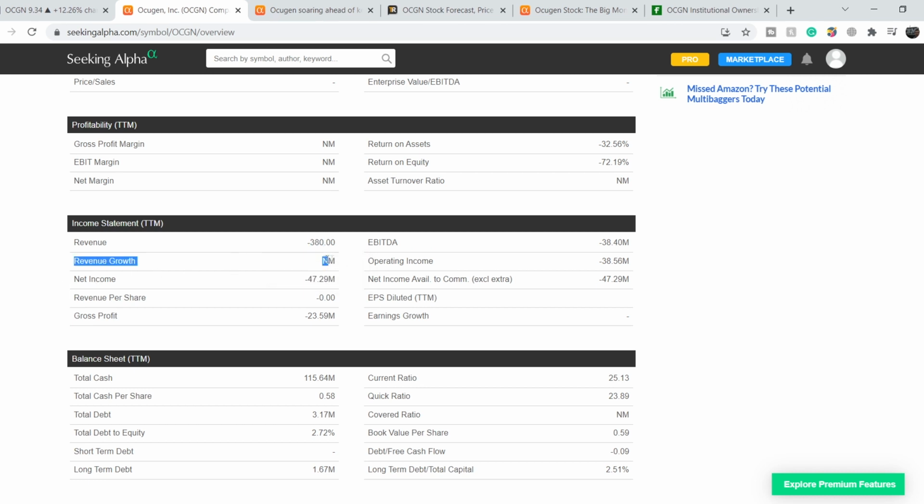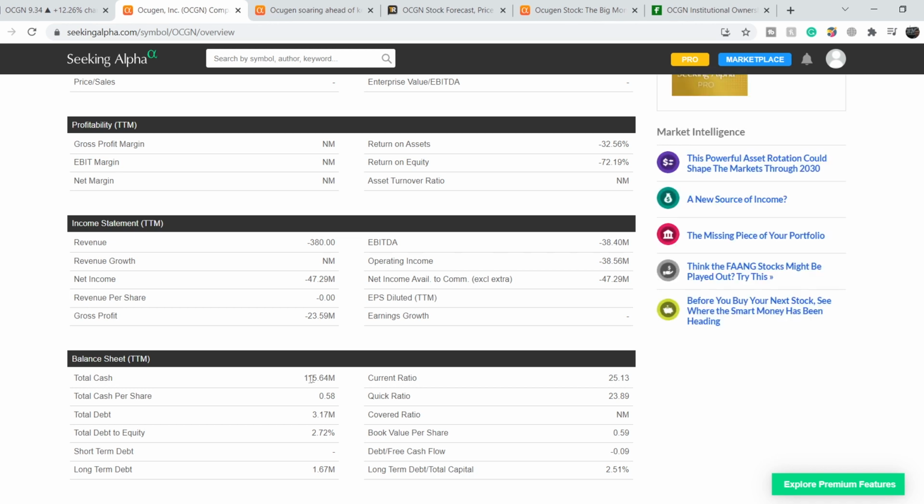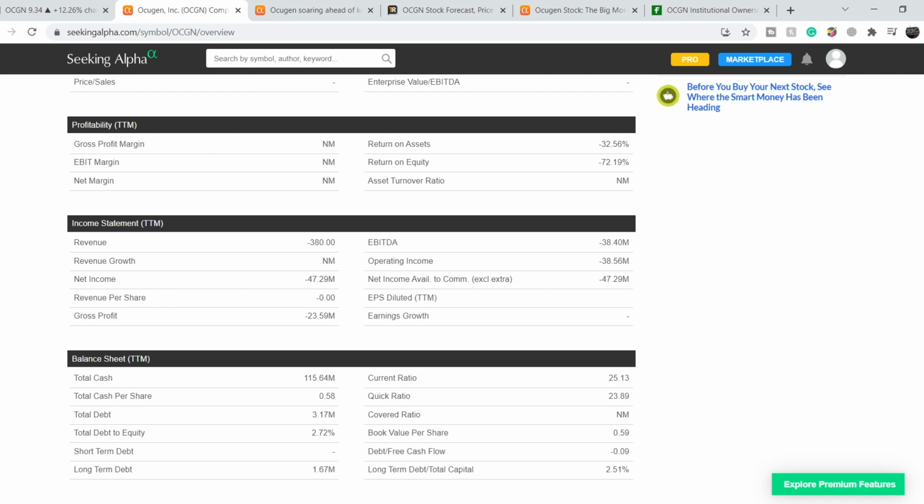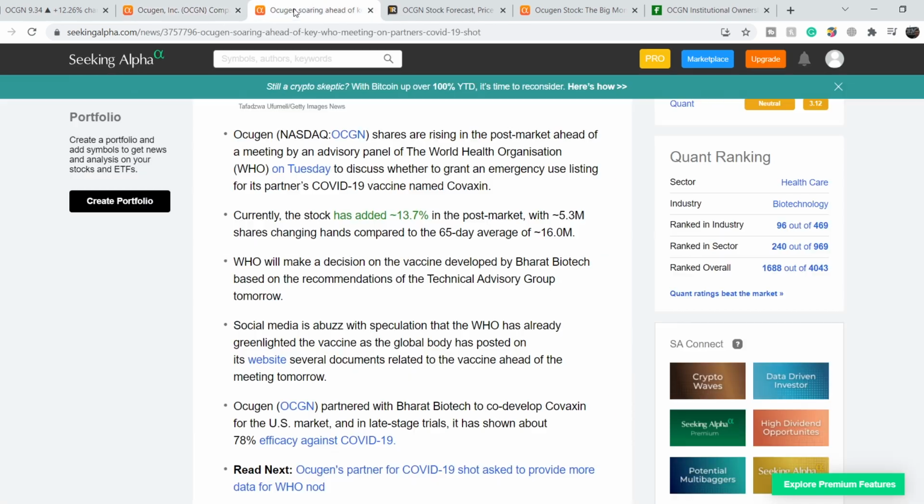Definitely they don't have any revenue growth. They have a negative net income of $47.29 million. They have a decent cash position of $115.64 million. But overall, this company relies only on the commercialization of Covaxin in the United States territory and Canada. And that is the main downside of this company, and the upside as well. For now, let me show you the catalyst that drives the price higher.